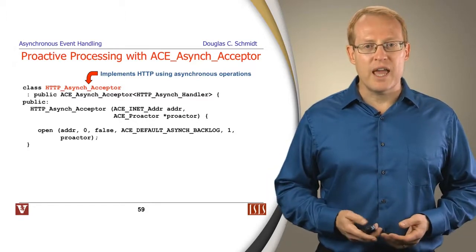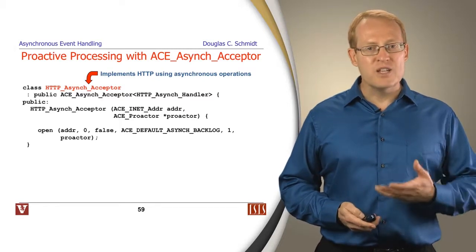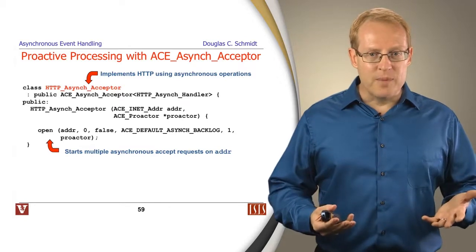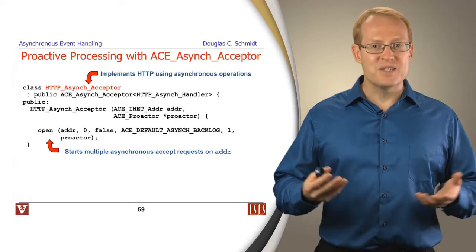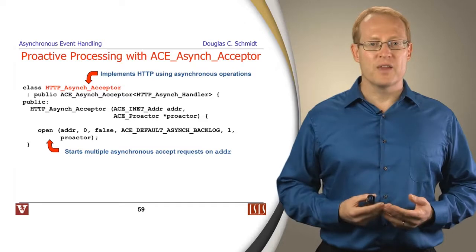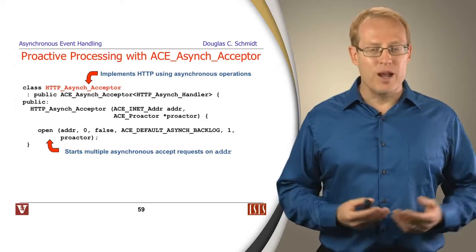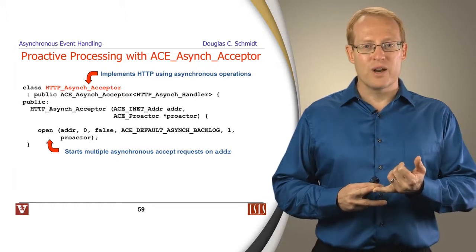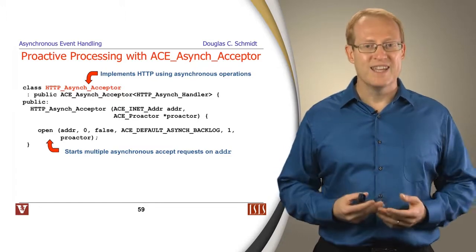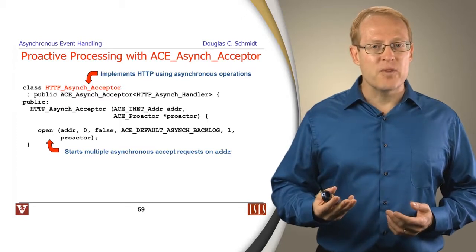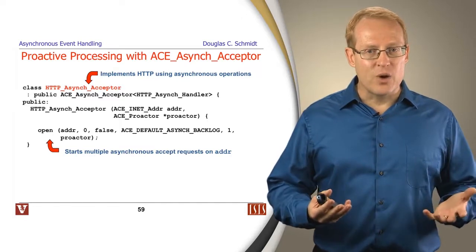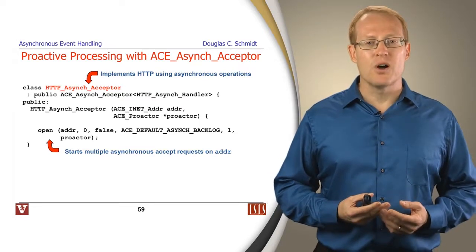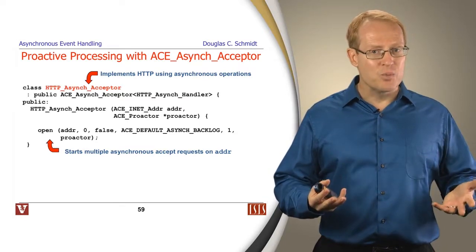In this particular case, the constructor for the HTTP async acceptor will simply delegate up to the underlying ACE async acceptor and call its open method. And this open method takes a number of parameters. The key parameters it takes are the address it wants to listen on for incoming connections, typically port 80 in our case. And it also indicates some other things. It indicates whether or not it should go ahead and invoke certain operations, such as asynchronous accept calls. And it says how many of these calls should be invoked.